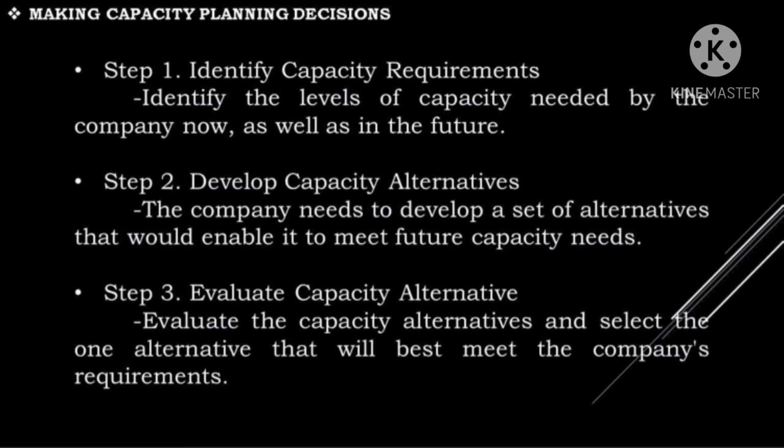Identify the levels of capacity needed by the company now as well as in the future. Step 2. Develop capacity alternatives. The company needs to develop a set of alternatives that would enable it to meet future capacity needs. Step 3. Evaluate capacity alternatives. Evaluate the capacity alternatives and select the one alternative that will best meet the company's requirements.